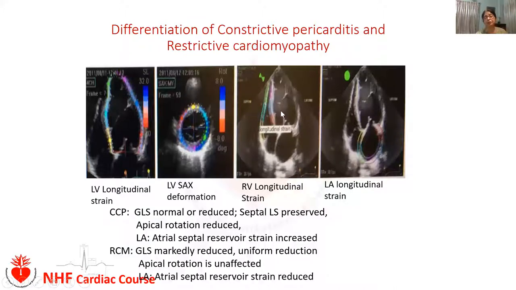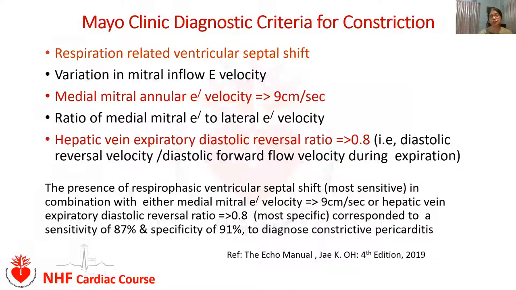So RV longitudinal strain cannot differentiate the two cases. The septal strain, apical rotation, and septal reservoir strain, these three strain parameters, can help in differentiating constrictive pericarditis from restrictive cardiomyopathy. As there are many parameters which can suggest the echo diagnosis of constrictive pericarditis, make it simple. Mayo Clinic just pointed out the five reliable parameters for diagnosing constrictive pericarditis.